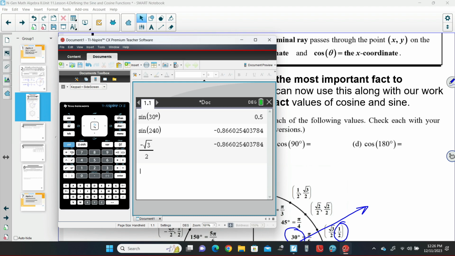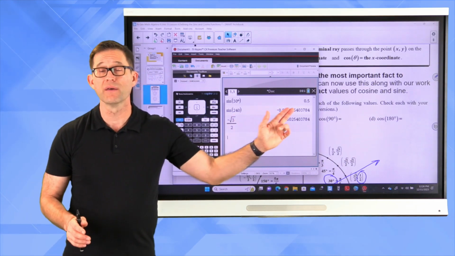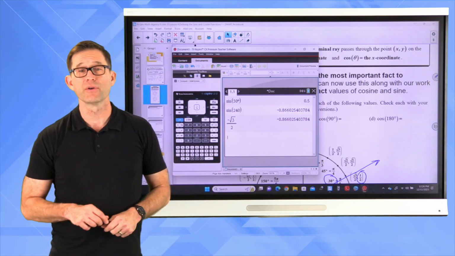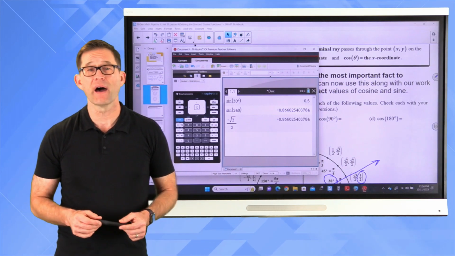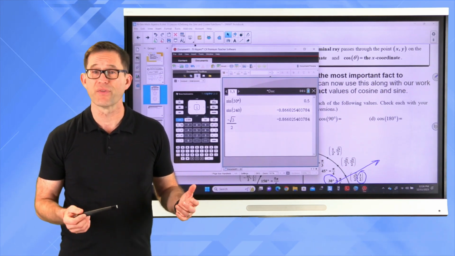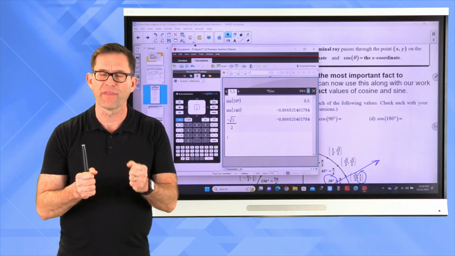Try to get the pointer off of there so that it's not throwing us off. Now again, your calculator is always going to give you the decimal version, especially if you're using the TI Inspire. Some other calculators will give you those exact values in terms of radicals and things like that. But this is all I want to do to be able to verify that I have this.